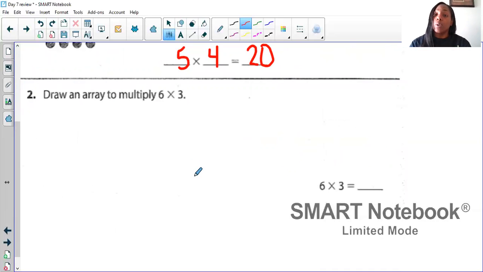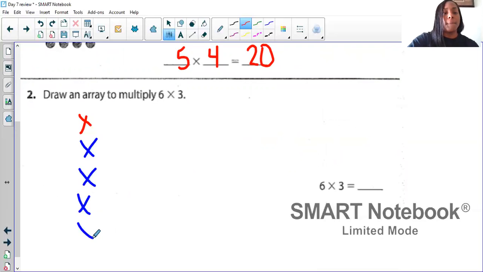Draw an array to multiply 6 times 3. So you know how I like to draw my arrays, X's. So I'm going to use my finger on this one so it doesn't take as long. So let's see, did I do the right amount? 1, 2, 3, 4, 5, 6. 6 in this row, and then I need to do 3, 6 and 3. So does that mean I add 3 right here? So I need to do 1, 2, 3.